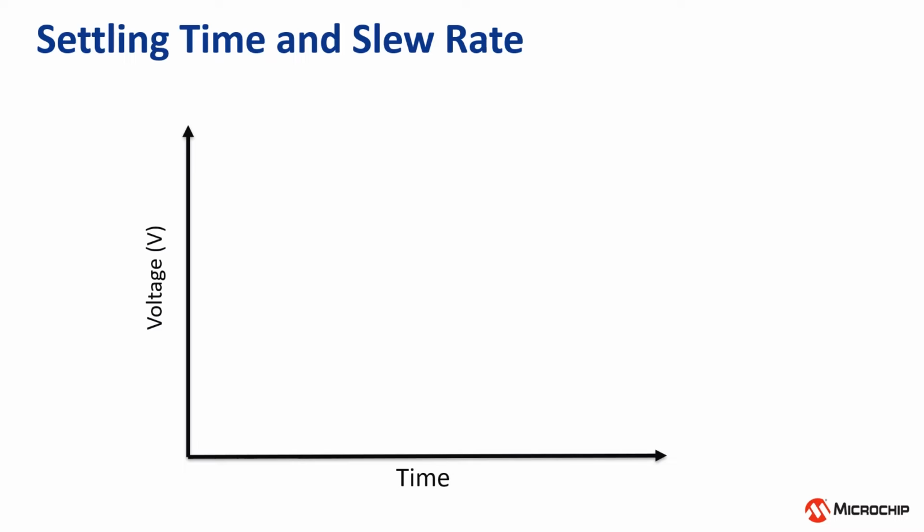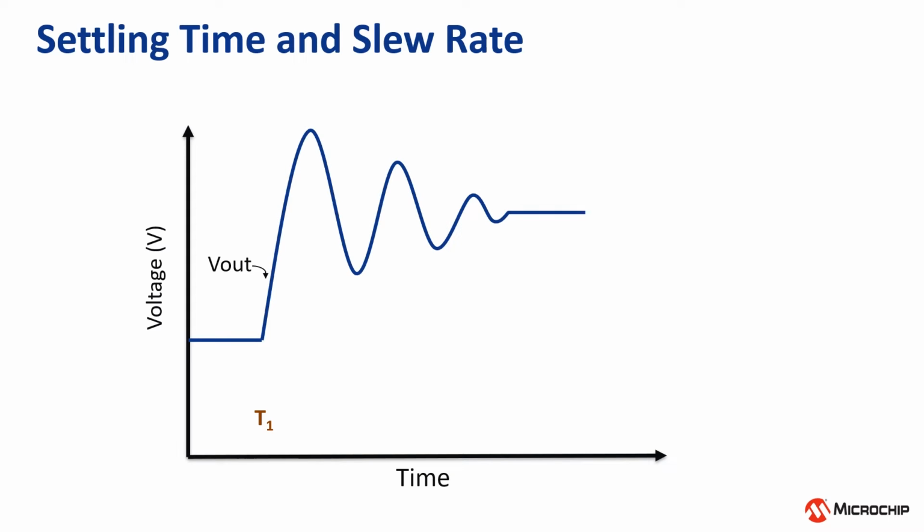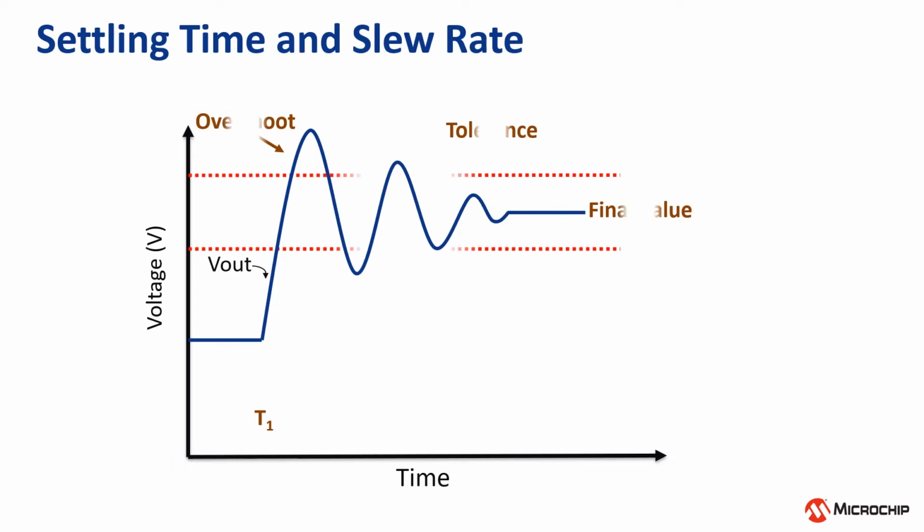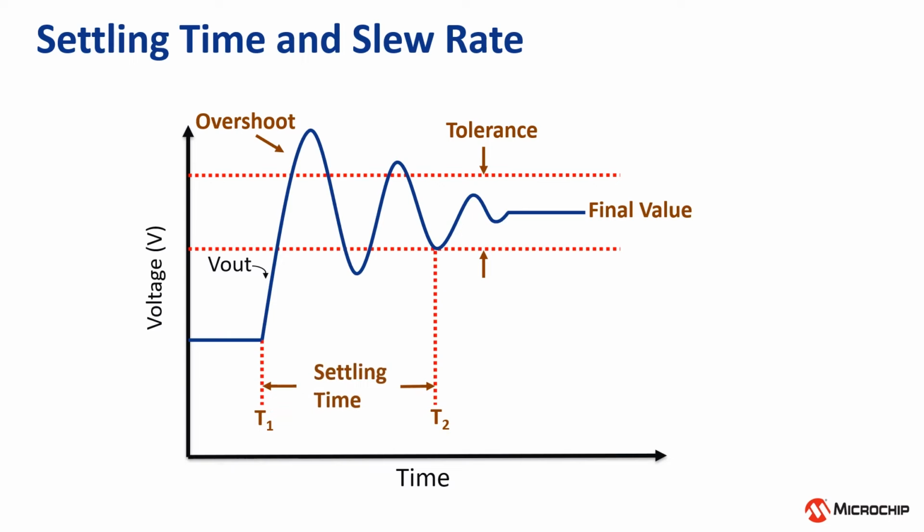Let's say that we're looking at the output of an op-amp. At T1, a signal is applied, and you can see the overshoot of the output signal. After a certain time, the output signal falls within the tolerance threshold. At T2, the signal reaches the tolerance threshold, and the difference between T2 and T1 is the settling time. The slew rate is the slope of the output signal.